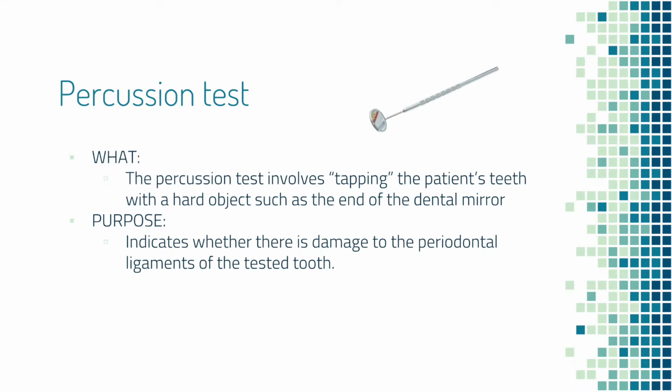The percussion test, as the name indicates, involves hitting or tapping the patient's teeth with a hard object such as the end of a dental mirror. It can also be performed with the tip of your finger so as to not cause your patient too much pain if they have extremely sensitive teeth. The purpose of this test is to indicate whether there is damage to the periodontal ligaments, which is indicated by the pain.